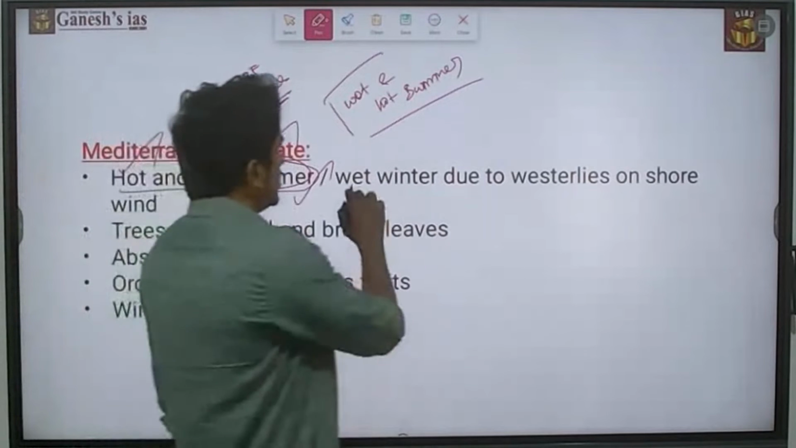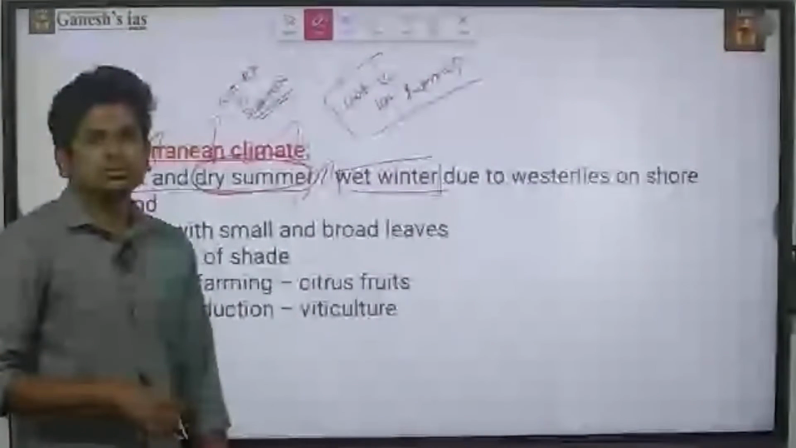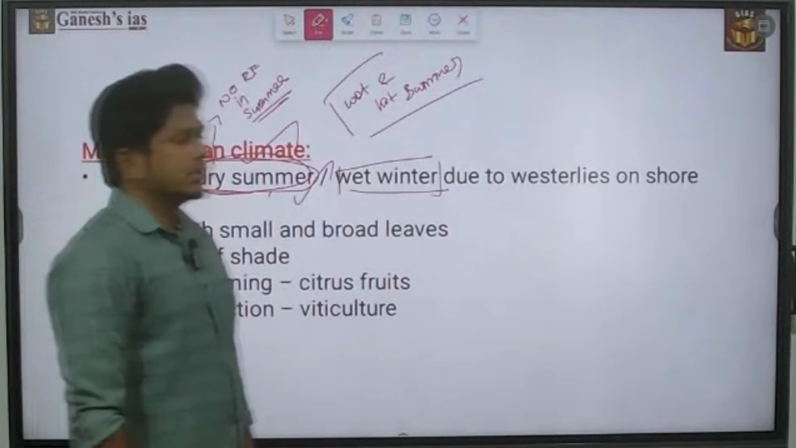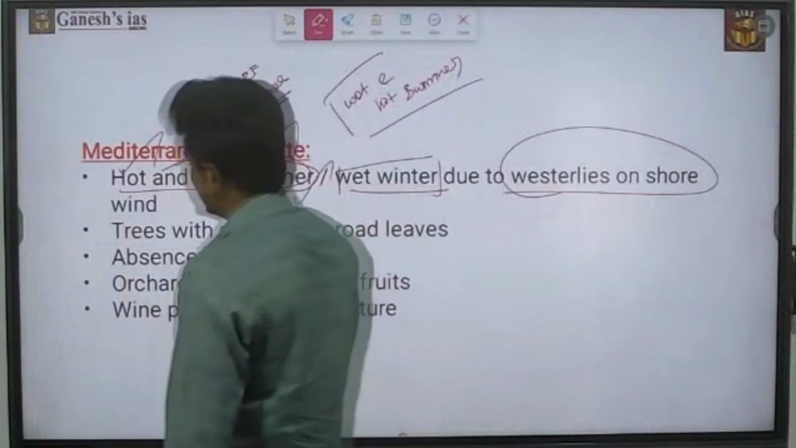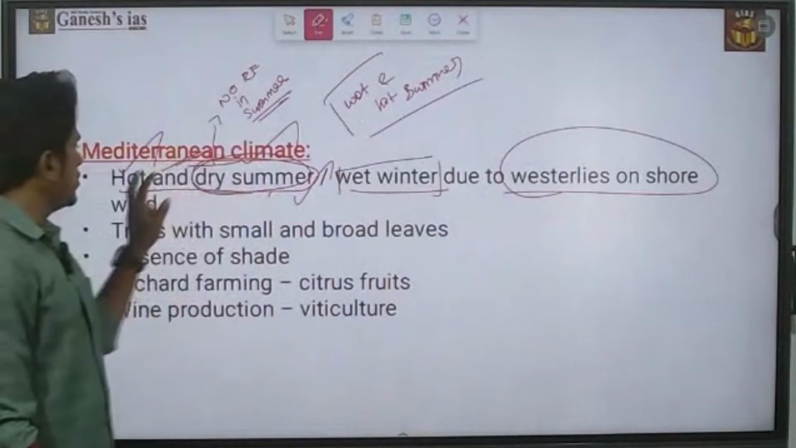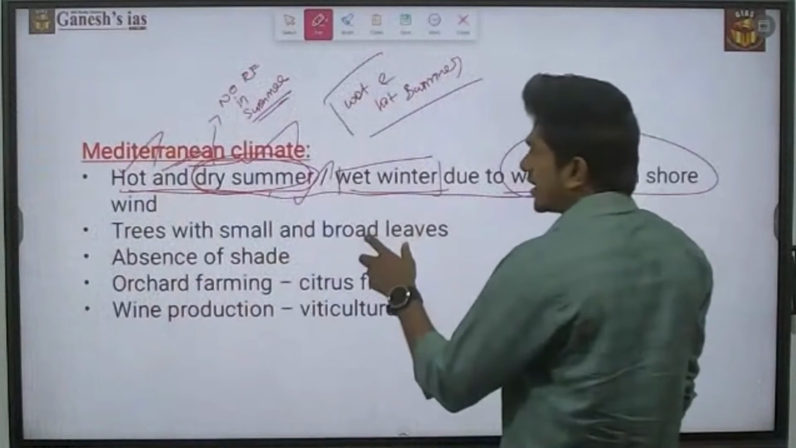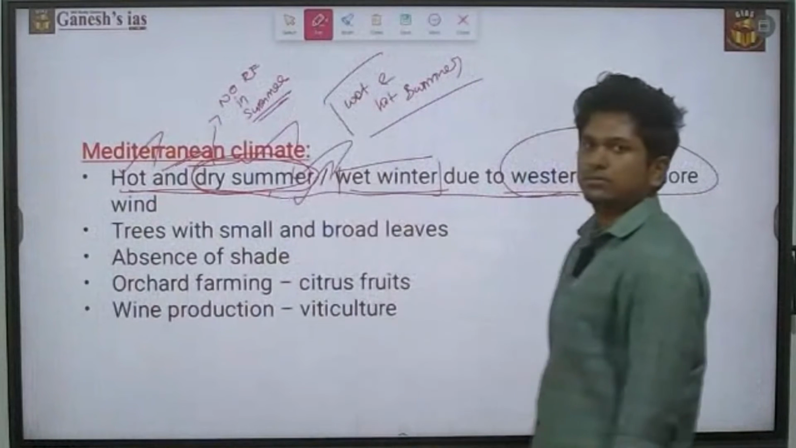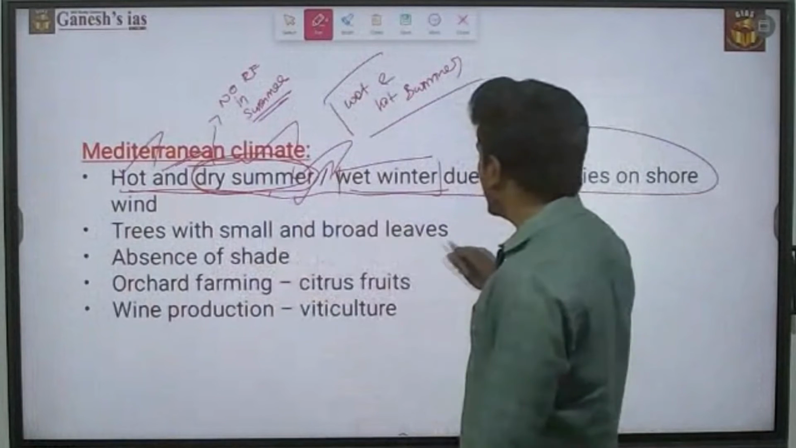Next, wet winter, which means in the winter time there is rainfall. That is the uniqueness of this Mediterranean climate, due to the westerlies onshore wind. This is one of the unique factors of the Mediterranean climate. If you come across the statement hot dry summer and wet winter, definitely it will be the Mediterranean climate. Okay, next, trees with small and broad leaves.